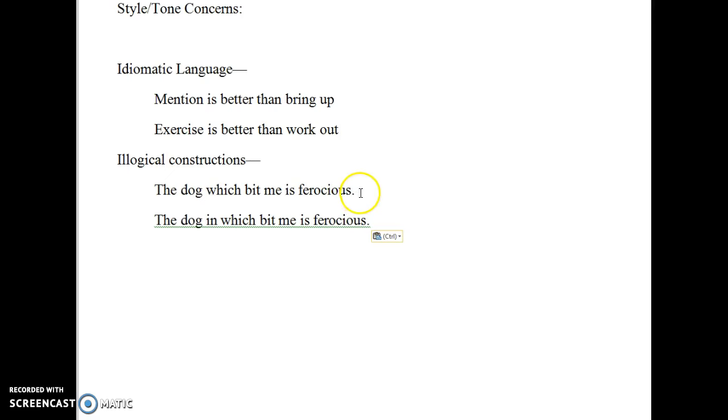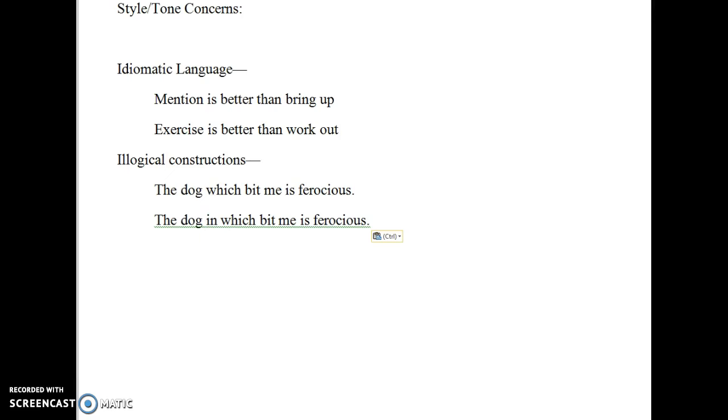For instance, this sentence, "The dog which bit me is ferocious," is perfect. Perfectly worded, expresses your feelings quite well. However, sometimes when it comes to the word which, some students and other writers like to add in the word in or at. So something like "the dog in which bit me is ferocious" doesn't really make sense, because "in which" would mean that you're in the dog. So the dog that you were inside of bit you doesn't really make sense. So just keep in mind that you want to read the sentence to make sure it makes sense.